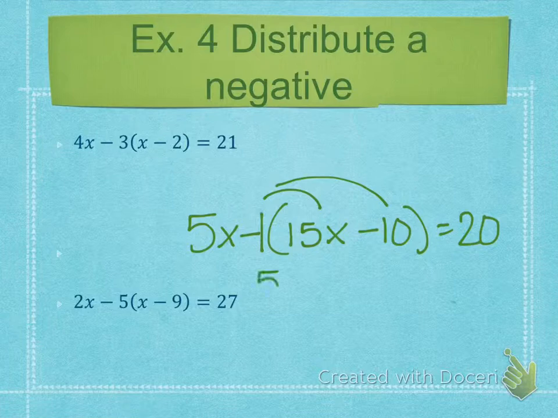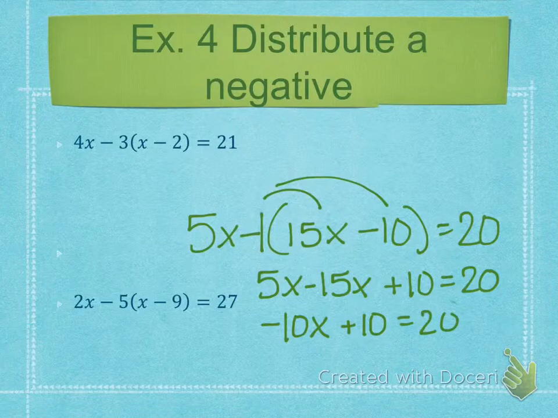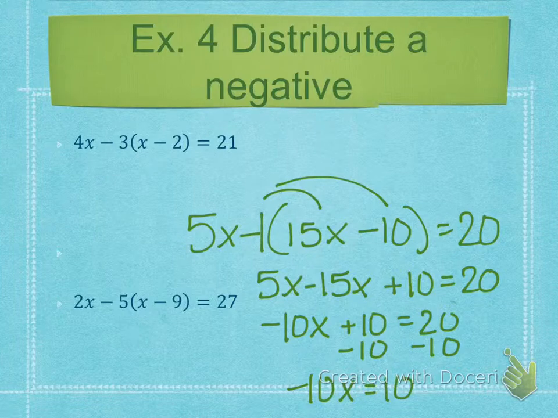So now I have 5x minus 15x. What's negative 1 times negative 10? Plus 10 equals 20. Combine like terms. Negative 10x plus 10 is equal to 20. Subtract 10 on both sides. Negative 10x is equal to 10. And I just divide by negative 10 and I get x is equal to -1.